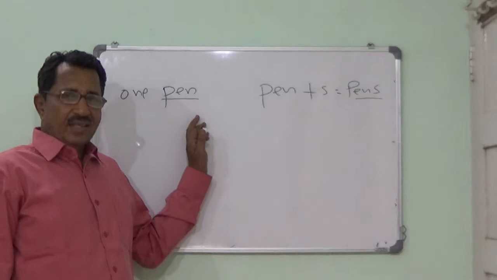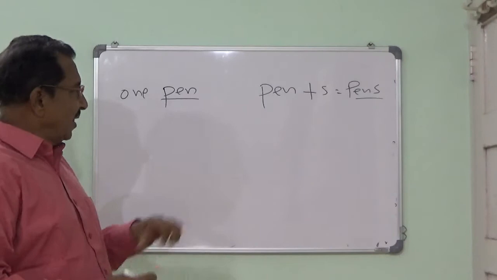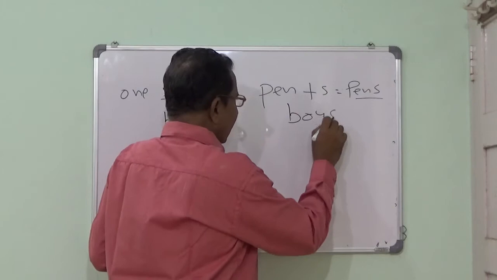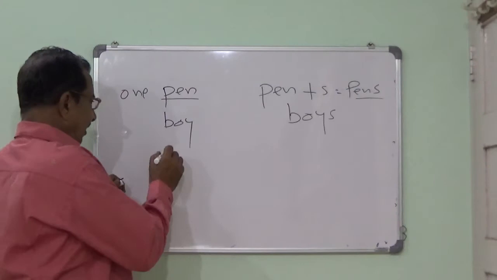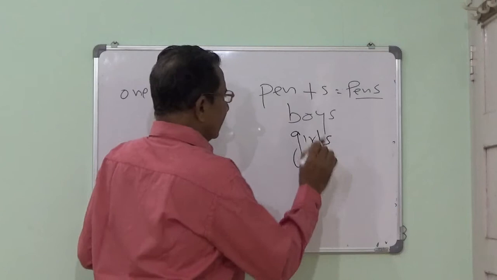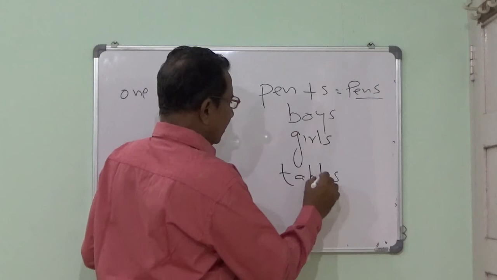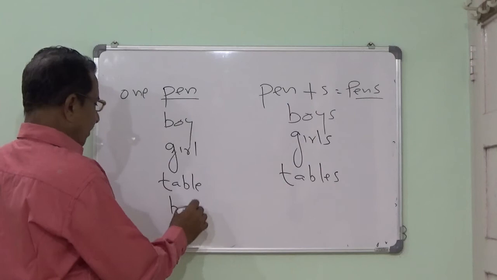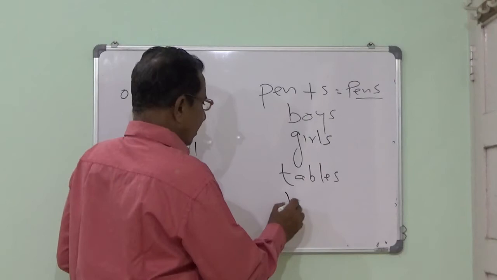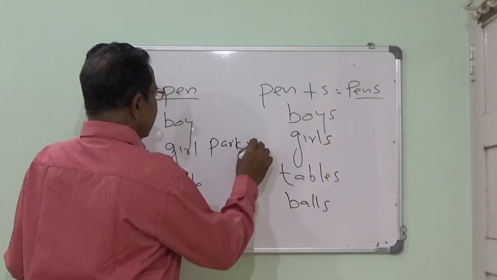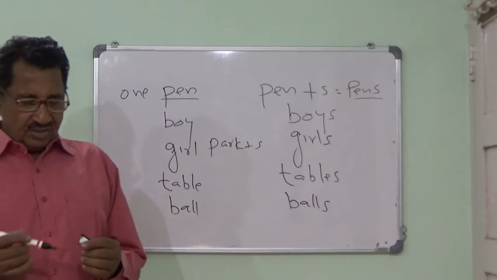Pen, pens. Boy, what is the plural? This is singular. This is boys. Girl, girls. Singular, this is plural. Tables. Singular, yes. Now, ball. What is the plural? Balls. So simple. Park. What is the plural? Parks. Chair. Chairs. Flower. Flowers.